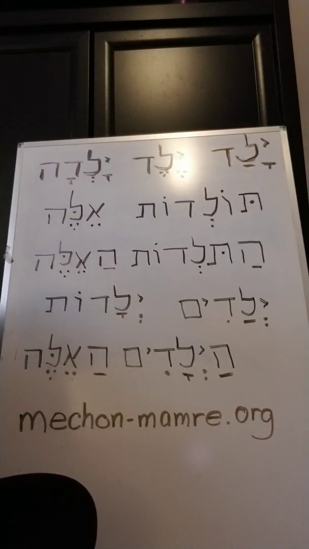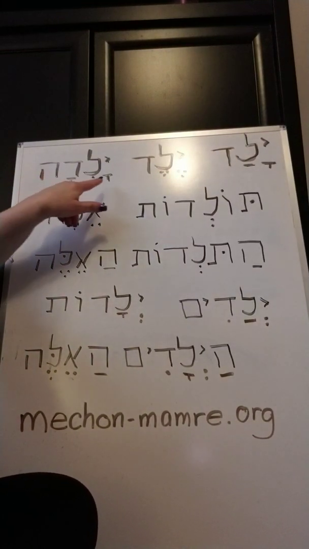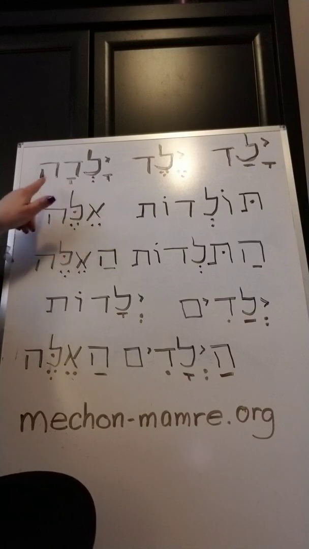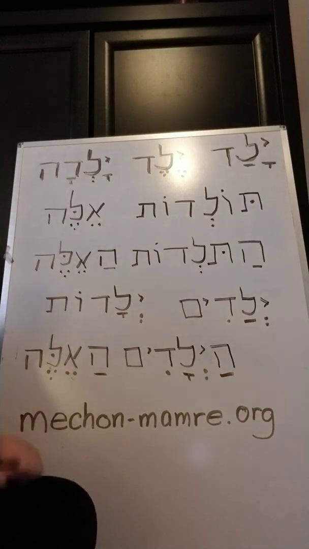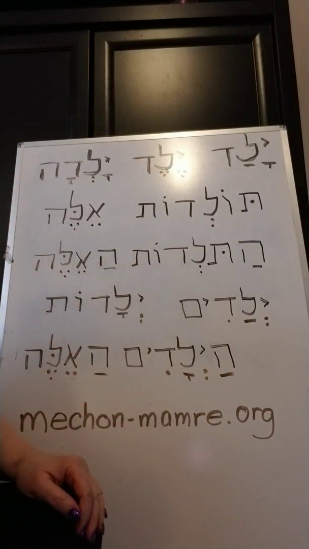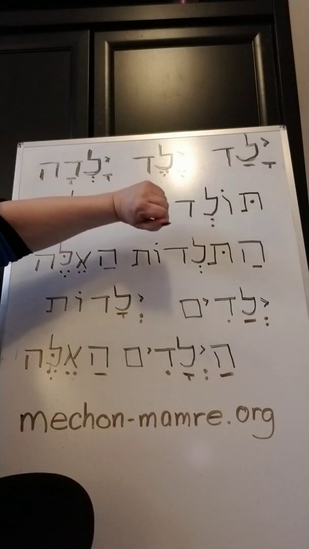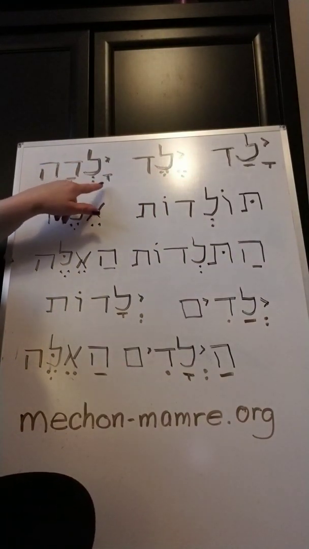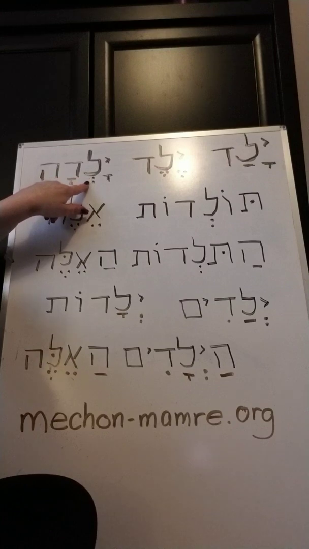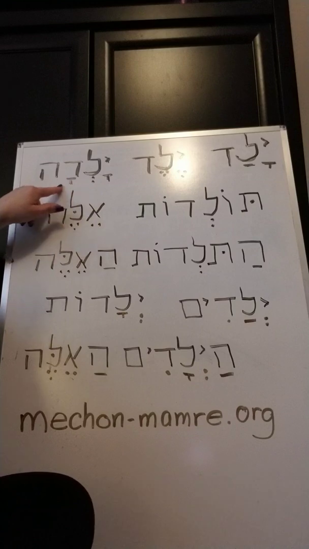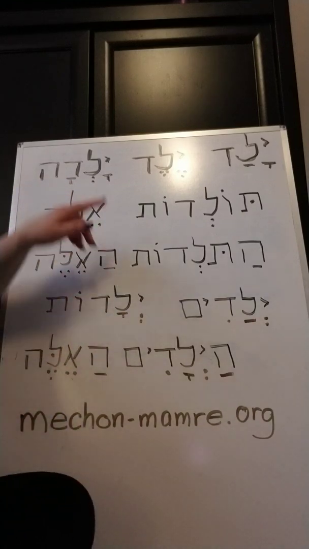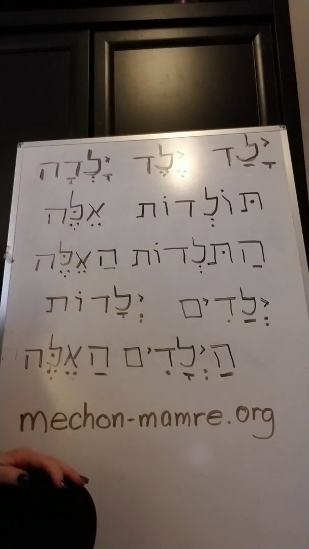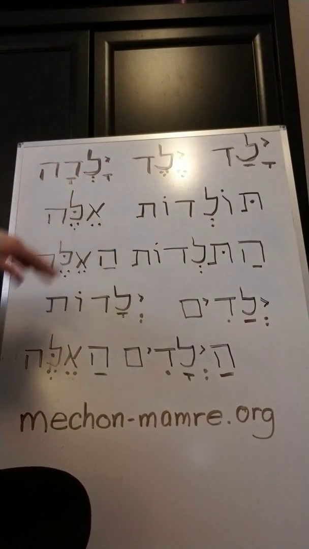And then scooting it back. Okay. This is yalda, yalda. That means girl, boy and girl. Daughter would be bat. Anyway, notice that under the lamed here, there's the shva. So it comes to kind of a stop there. Yalda. It's not yaleda or yalada. It's yalda. So that's boy, that's girl.